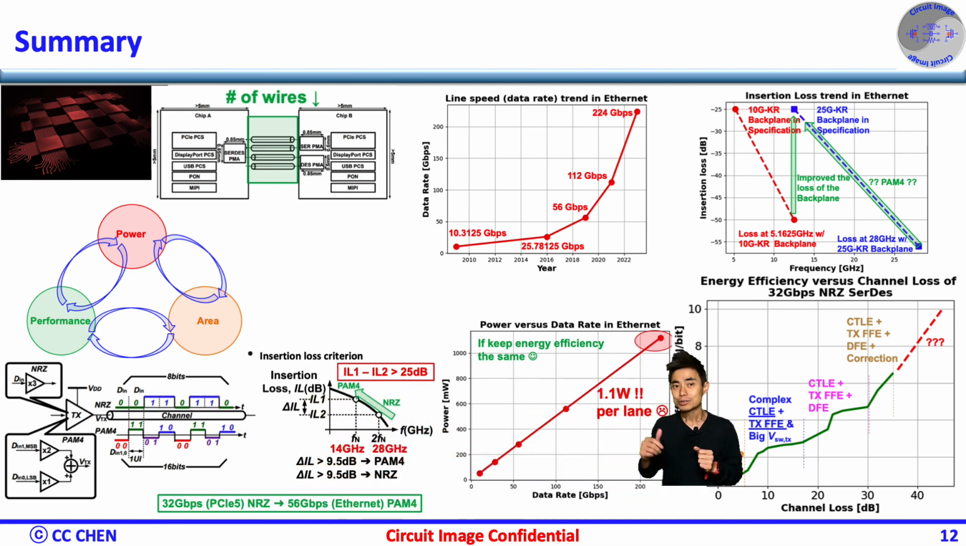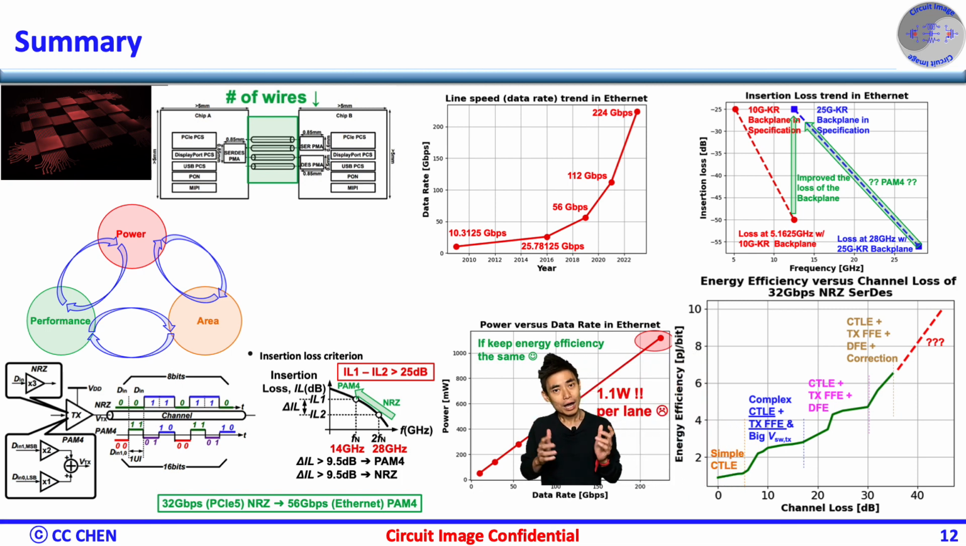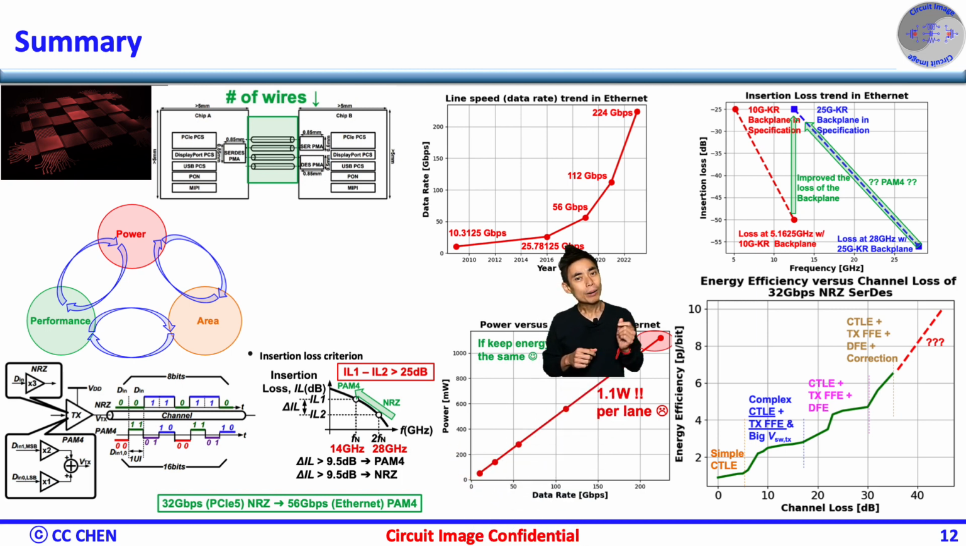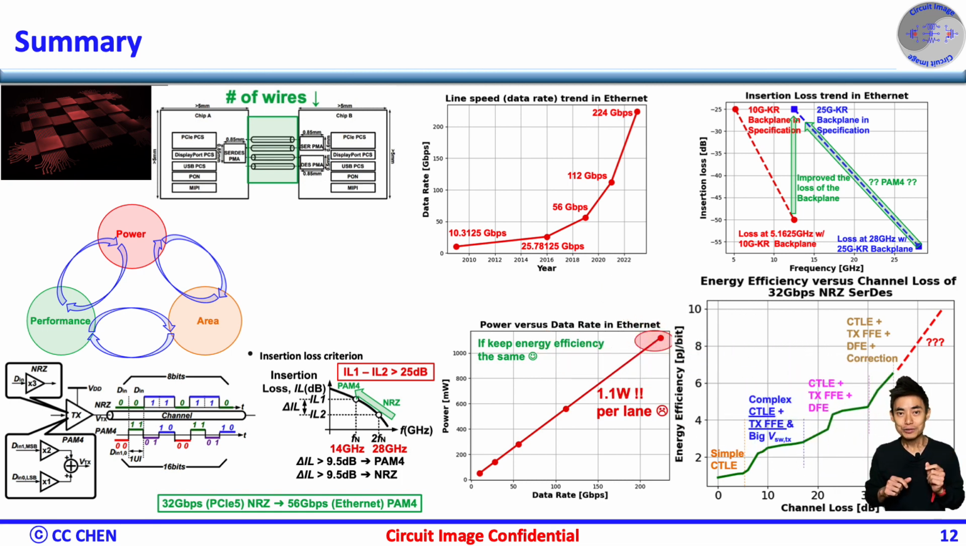But the most critical motivation of the low loss requirement is the power image from the power versus the SerDes line rate, assuming the same energy efficiency. One SerDes I/O only burns 50 milliwatt at 10 gigabit per second, but the power ends up at 1.1 watt at 200 gigabit per second. Unfortunately, the energy efficiency should be much worse in the 200 gigabit per second PAM4 SerDes if the channel loss is the same or even higher.